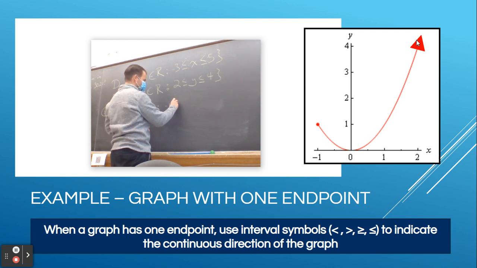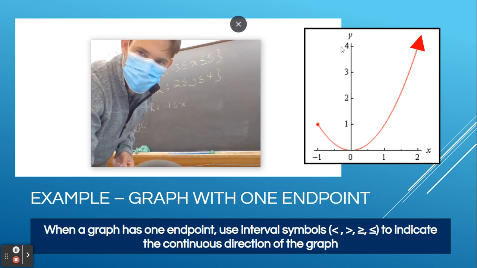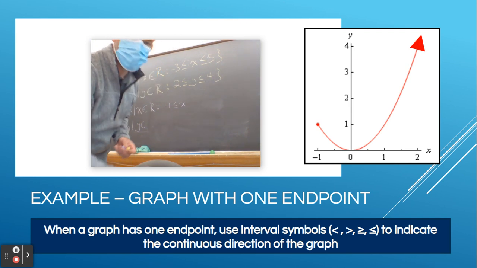So -1 is less than or equal to x. Is there any upper limit on how big x could be with this graph? No. I see some heads shaking. That's good. How do I know that? There's an arrow, and it says keep going off to infinity and beyond.